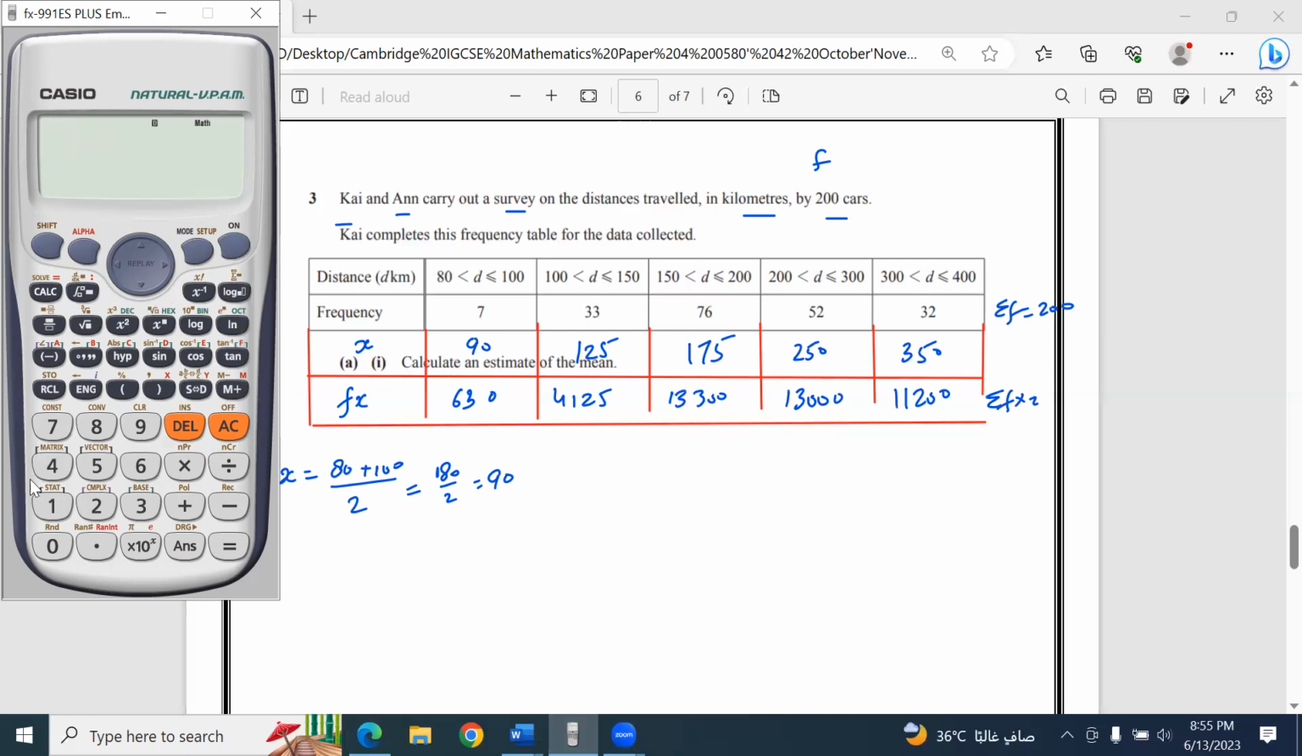Okay, we add from the start. 630 plus 4,125 plus 13,300 plus 13,000 plus 11,200, which is equal to 42,255.